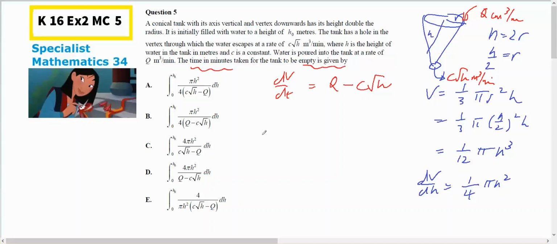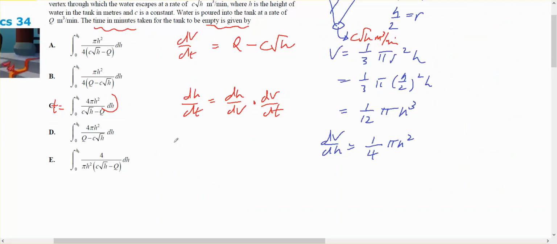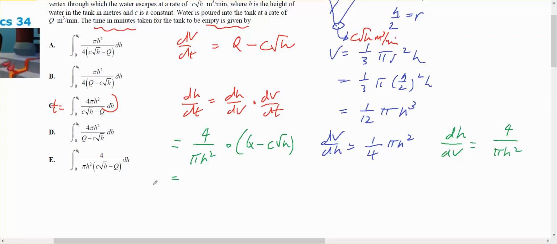Therefore, I want dh/dt, that's going to equal dh/dV times dV/dt. dh/dV will equal 4 on top of pi h squared, so 4 on top of pi h squared times dV/dt, which is q minus c square root of h, so that dt/dh should equal pi h squared on top of 4 times q minus c square root of h.